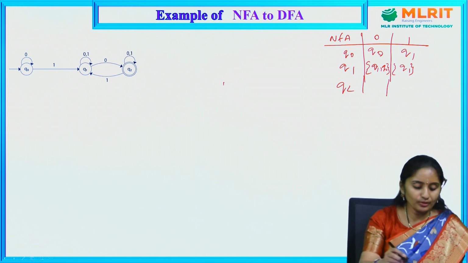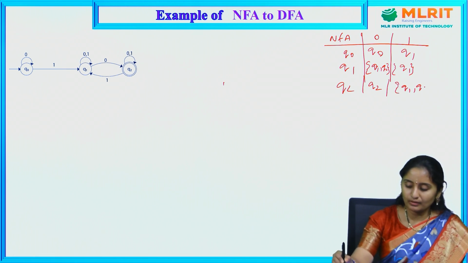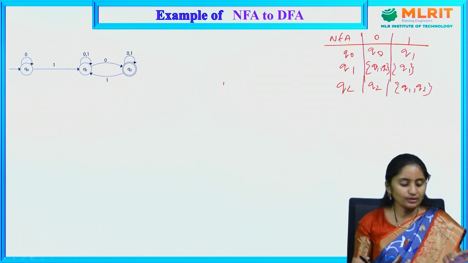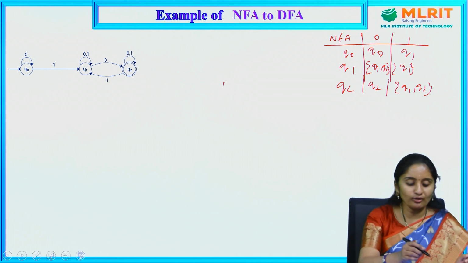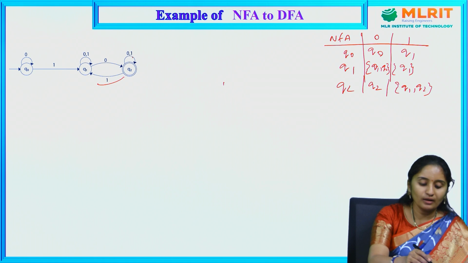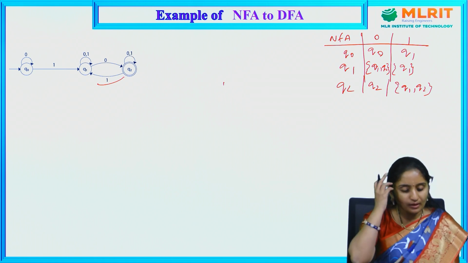So Q2 on 0, it is on Q2. Q2 on 1, it is going to Q1, Q2. Let me check it. Q1 on 0, it is going for Q1 and Q2. Q1 on 1, staying in the same state, Q1. And Q2 on 0, it is staying in the same Q2. Q2 on 1, it is going to Q1, and the self loop is also there, so nothing but it is also Q2.